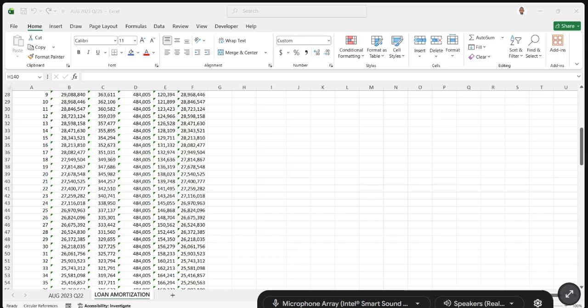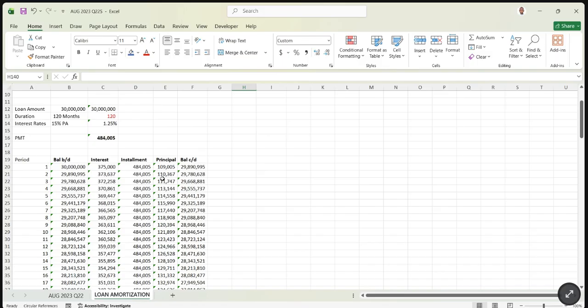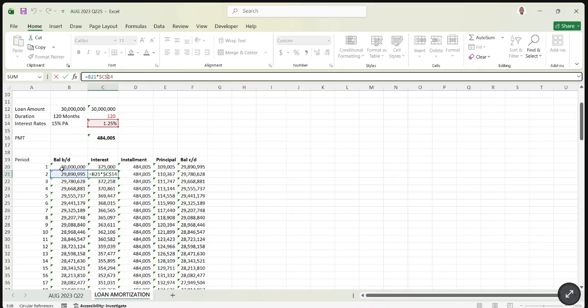Especially where you have started from locking. Scroll. You hear me? Yes. See, this one I have referred to. This is this one here. See, the interest: you pick the balance brought down, you multiply with the interest, but now you lock the interest. Is that okay?